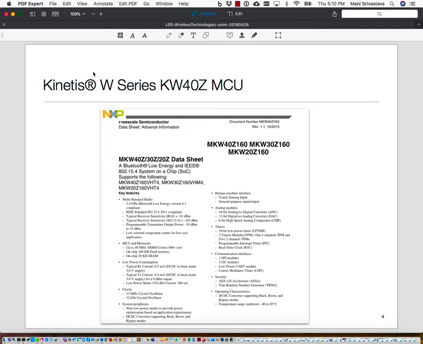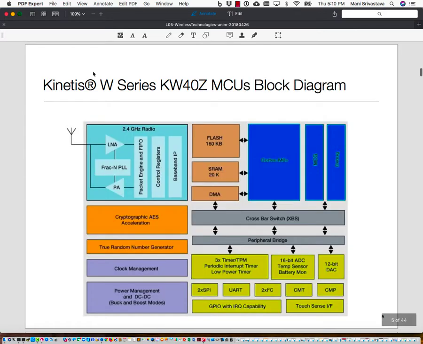It also has some stuff for security and the usual complement of I/O. It is an MCU, okay? It's just that on our system, it's an MCU dedicated for a specific purpose, radio and some sensors. If you look at this block diagram, you would see what all exists. So this is a 2.4 gigahertz radio, which can serve both purposes.